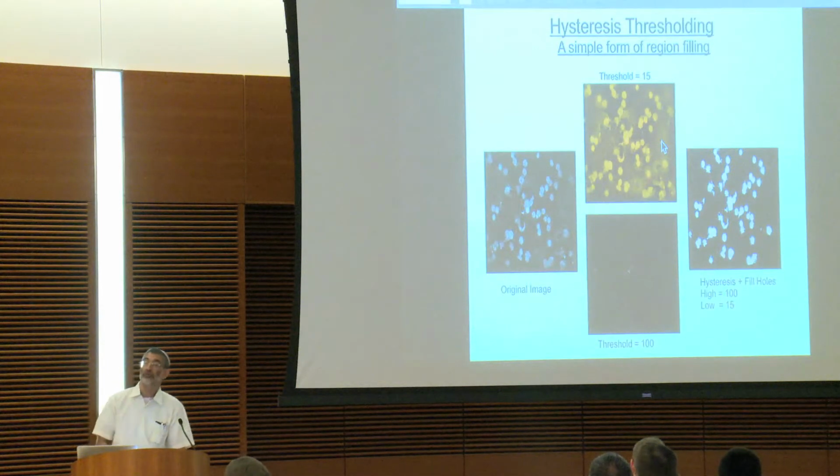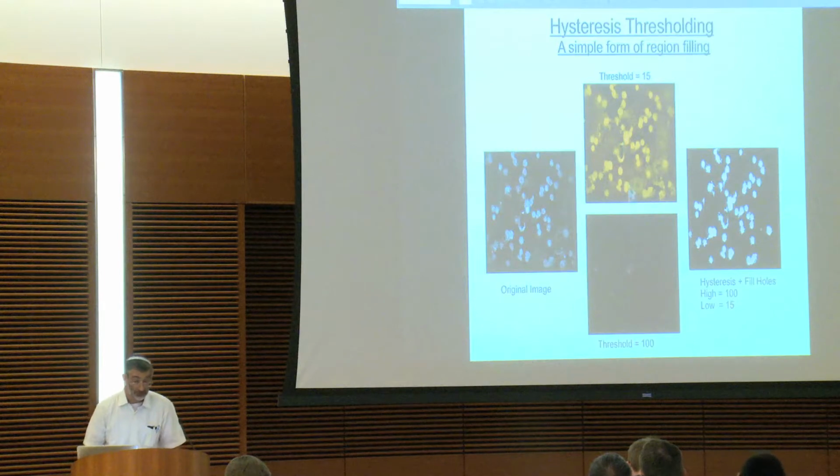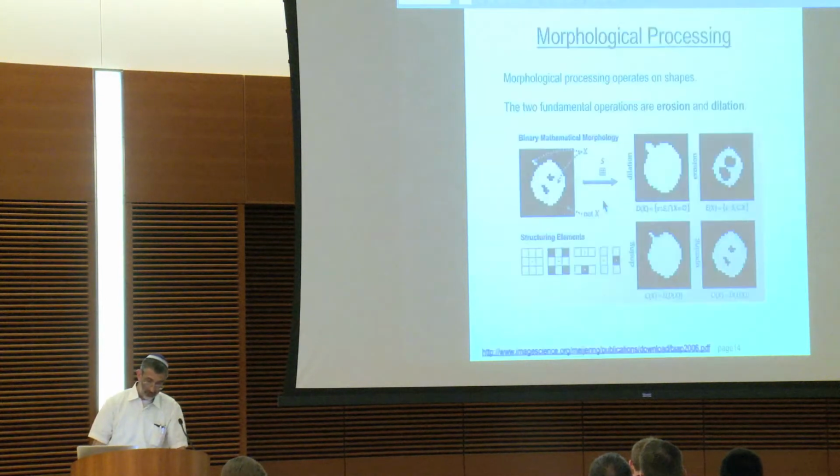In the case, for example, of my telomere project, the telomeres are very strong. So I can say I only want you to find nuclei that have telomeres in them. That's what this does. In a sense, it's saying, if it's got that bright pixel in it, fill it out. So that's hysteresis thresholding. It's available in the plugins. I think I got that out of the BioVoxel package.